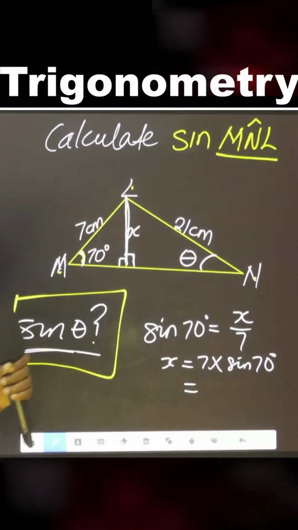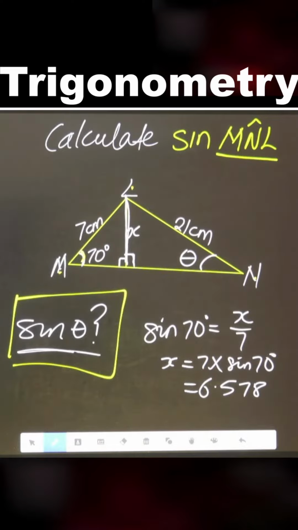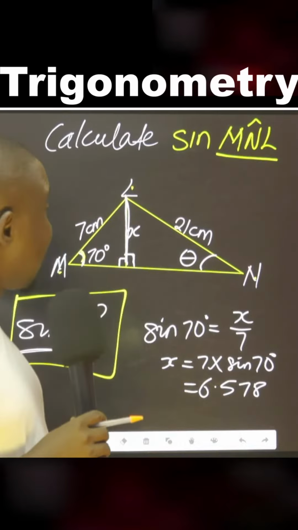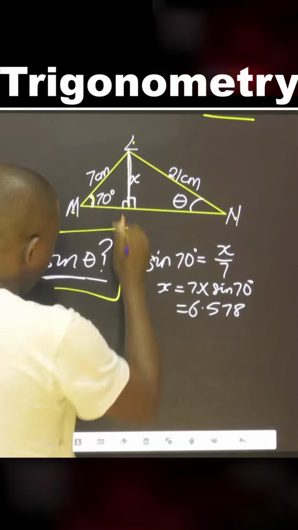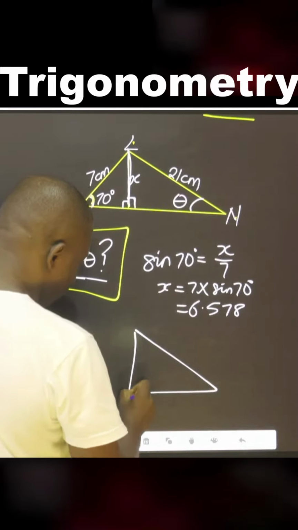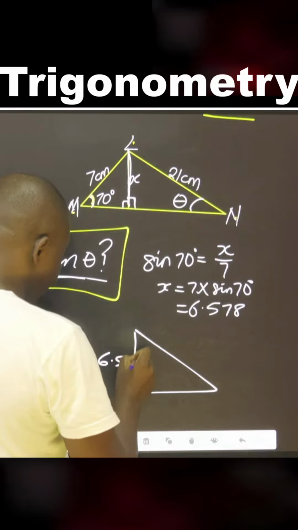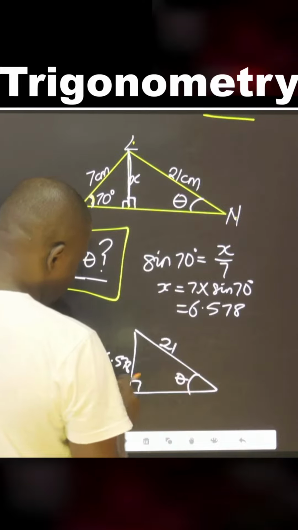Let's work this out. Okay, that is the answer, 6.578. So we just approximate this, okay? Now, we have s. Let's redraw this. This is x, that is 6.578. Then this is 21. This is theta we are looking for.